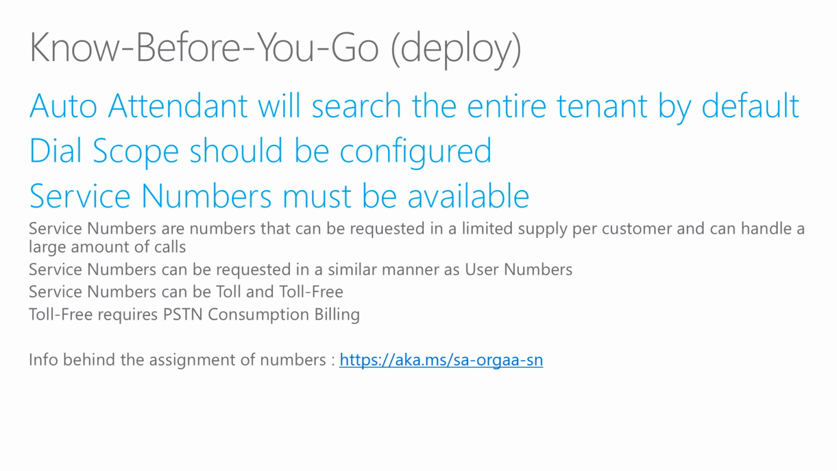So what do you need to know before you go deploy? Auto Attendant will search the entire tenant by default. If you need to exclude people, you should definitely do that. And you must have a service number. A service number is a special type of number.